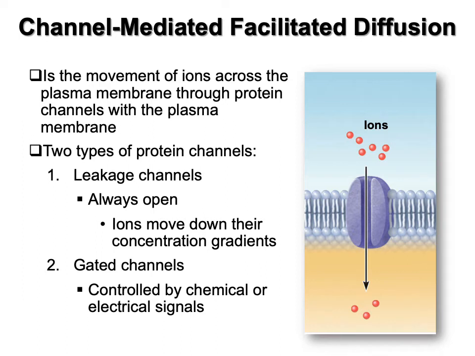Leakage channels, which are always open, allowing ions to move at will down their concentration gradient, and gated channels, which are controlled by a chemical stimulus such as a neurotransmitter or electrical signals such as depolarization of the cell's membrane.